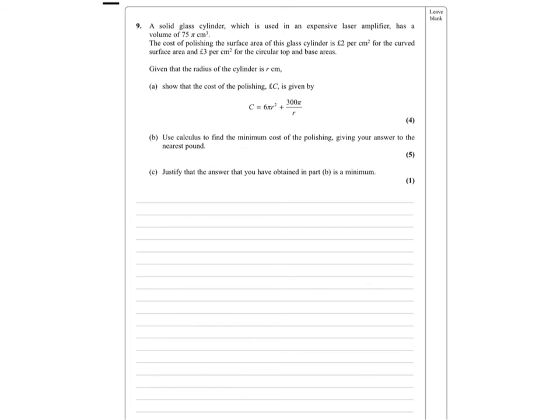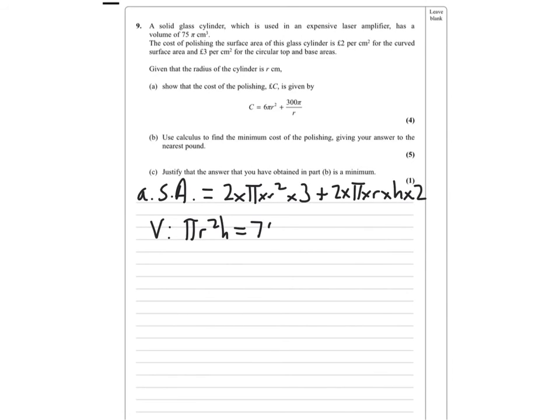Right, solid glass cylinder. You can read it for yourself. But basically, the surface area is going to be equal to 2 pi r squared times 3, because it costs £3 per square centimetre, plus 2 times pi times r times h times 2, because it's £2 per square centimetre around the curved bit. Now we don't know h, so if we know the volume of a cylinder is pi r squared h, and we know that's equal to 75 pi. So let's do some cancelling. I now know that h is going to be equal to 75 over r squared.